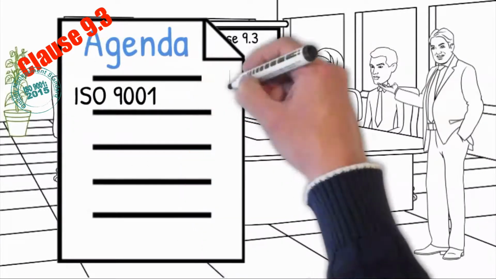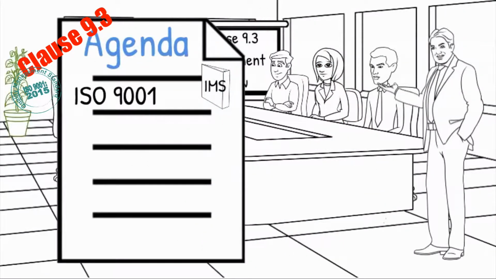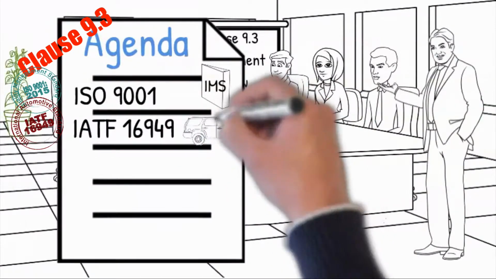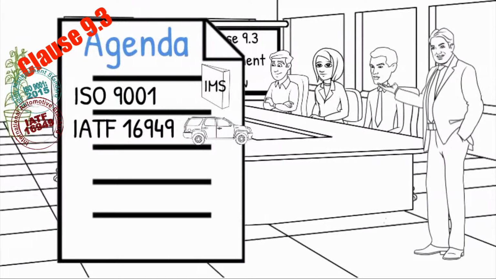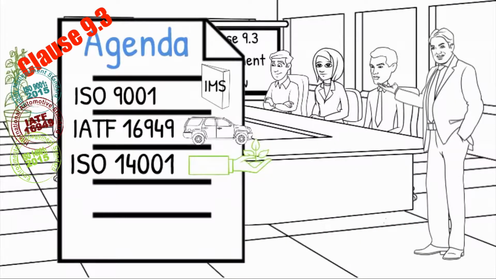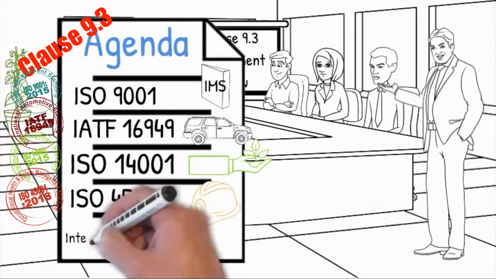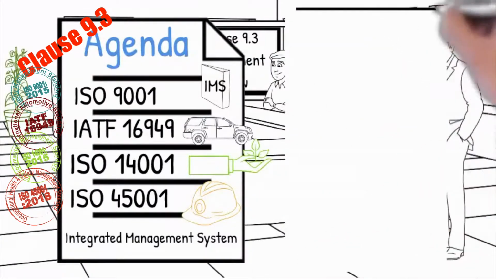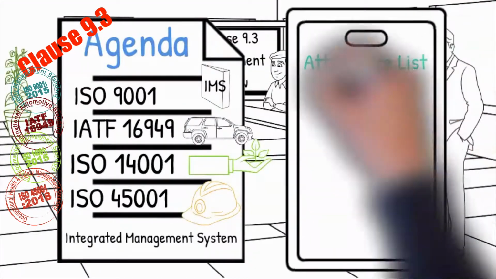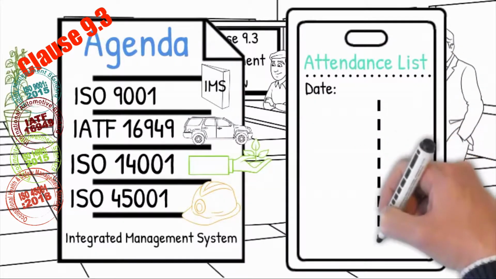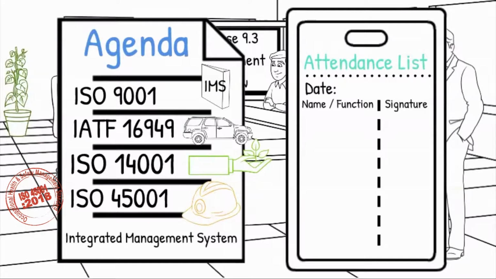ISO 9001, the Quality Management Requirements, IATF 16949, the Automotive Quality Requirements, ISO 14001, the Environmental Requirements, and ISO 45001, the Occupational Health and Safety Requirements. It is also good practice to retain an attendance register with the date, names and functions, and signatures of the managers who attended the meeting.